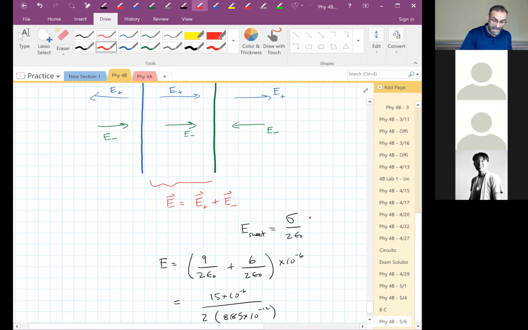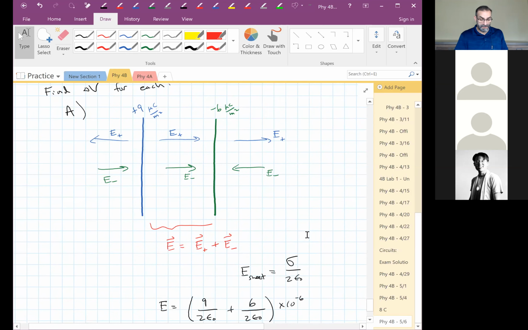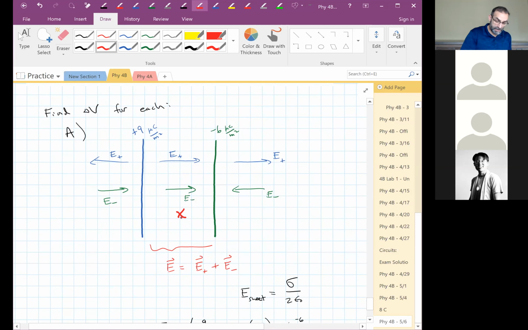This just gives you the magnitude of the electric field, right? This is a vector quantity. That's the magnitude of the field. You have to figure out where you're standing, right? If you're standing over here, it points to the right. That's our positive x direction. If you're standing over here, it's negative, right? So the formula doesn't know where you're standing. You have to assign a direction to it after you find the magnitude.